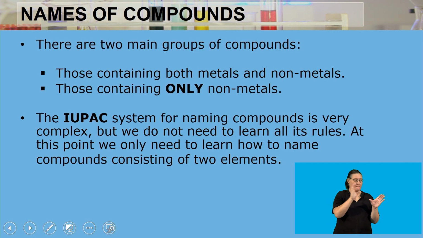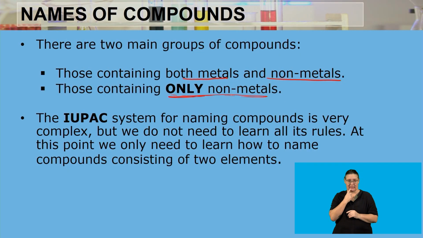Firstly, we need to know that there are two main groups of compounds: type 1 and type 2. The first type is the compounds that contain both metals and non-metals. That's between the left-hand side of the periodic table and the far right-hand side of the periodic table. When those two combine, they form the first type of compounds. The second type is the ones containing only non-metals, so now only focusing on the far right-hand side of the periodic table. When those combine, they form the second type of compounds.